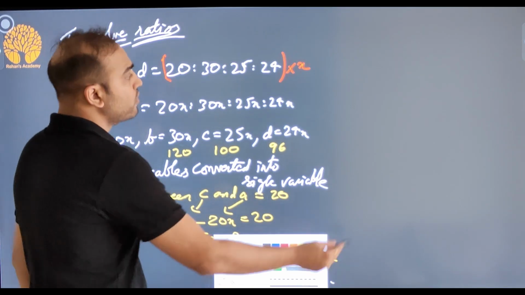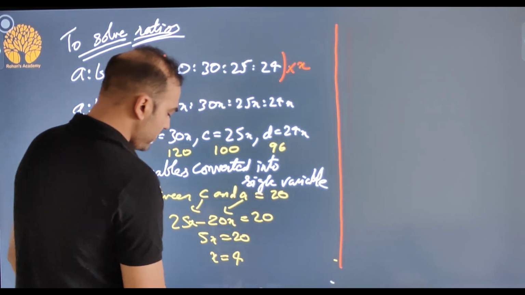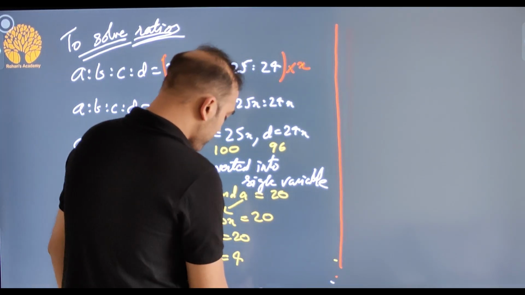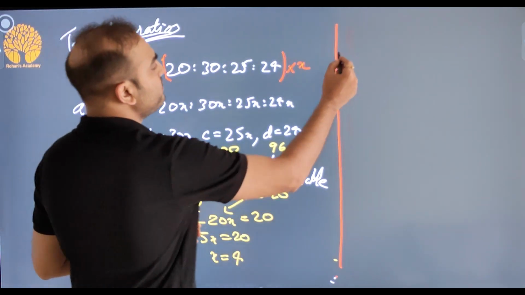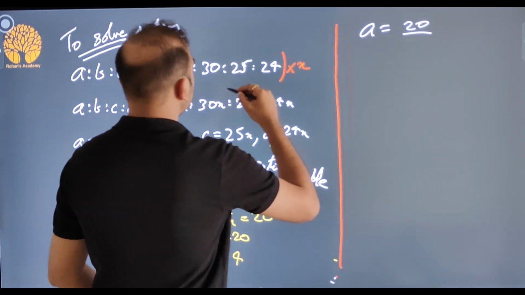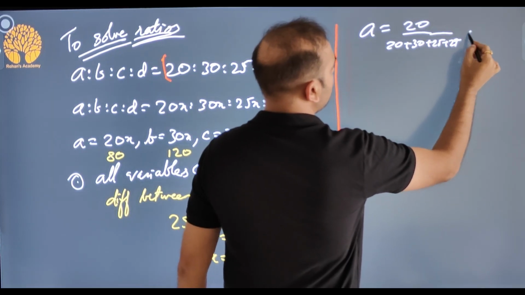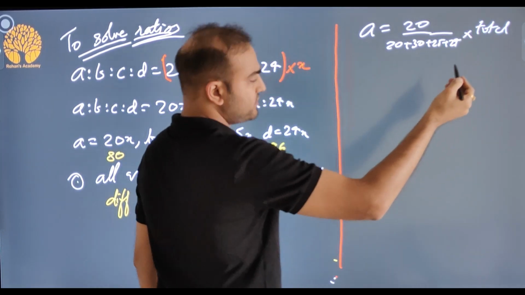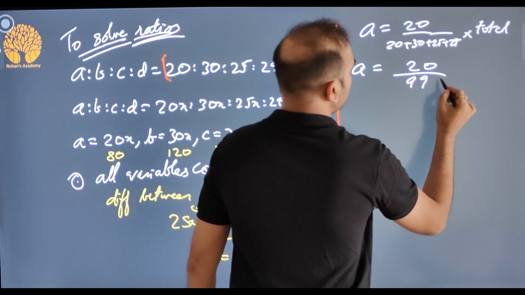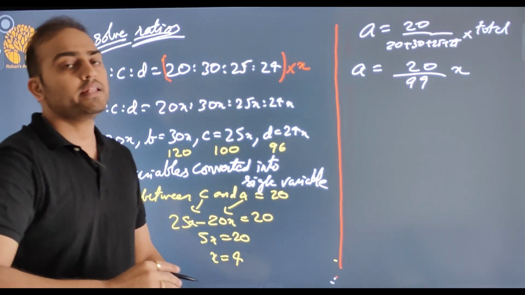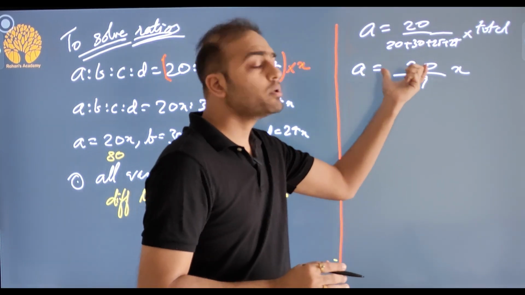Now at the same time, I know some of us have already memorized that if A is to B is to C is to D is this, then A is 20 by the total, that's 20 plus 30 plus 25 plus 24, into the total, or x. So A is 20 out of 99, times x. That is another way to go. There is absolutely no problem with this. This is basically telling you the proportion of A.